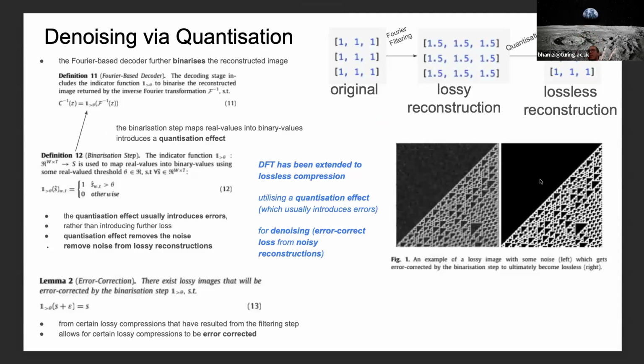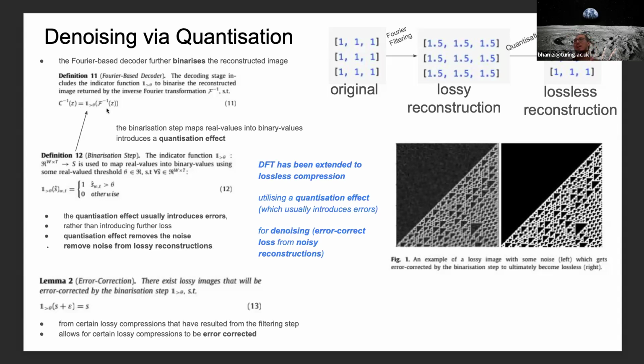Now, that would have probably been the only type of lossless filter you could have, but there's this trick that happens when you use quantization to do denoising. So the Fourier-based decoder further binarizes this reconstructed image. So we define the decoder, the inverse of the compression, as the inverse Fourier transform with an indicator function, the binarization step.